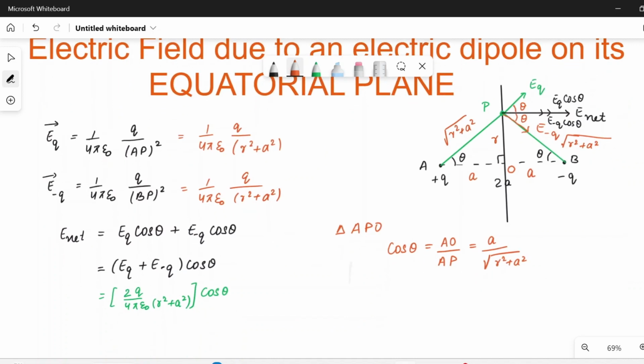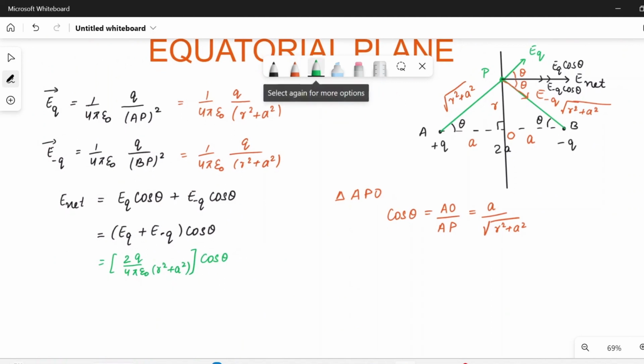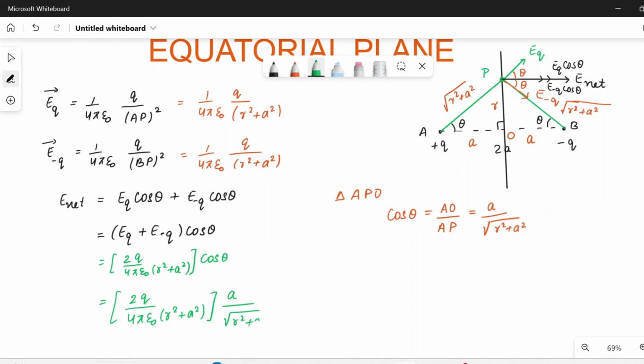So let's take it on the other side and substitute the value of cos theta here. This will be equal to 2Q upon 4 pi epsilon naught (R square plus A square), and cos theta is what? A upon root under R square plus A square. Now this root, we can write as power half. So I'm removing this root and substituting power half. Now let's multiply it inside to get our net electric field.